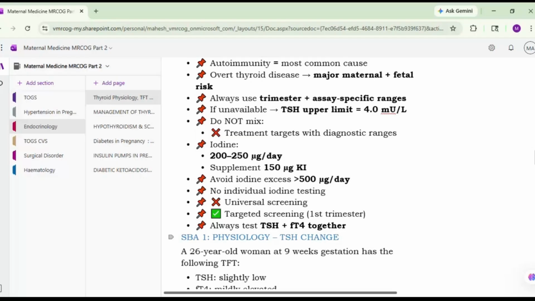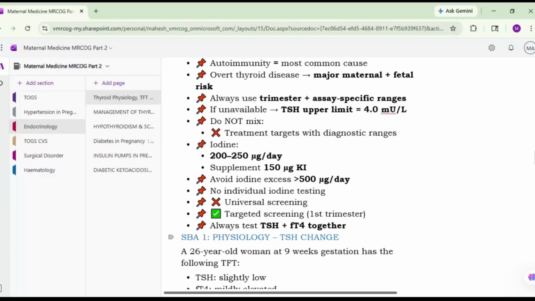Universal screening for thyroid function is also not recommended. We have to do only targeted screening as I have mentioned in the session, and that should be done in the first trimester, and always test for TSH and FT4 together. So that is what we have on the physiology of the thyroid in pregnancy. The first part of the thyroid physiology of this particular guideline we have finished.